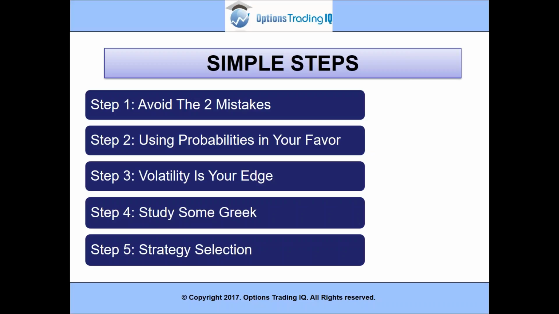Step 2 was using probabilities in your favor. So we're talking about how generally markets are going to move in a sideways pattern the majority of the time, and how we can use that to our advantage by taking advantage of time decay, and also getting an idea of how far the market might move in terms of standard deviations and things like that. Step 3 was looking at volatility.